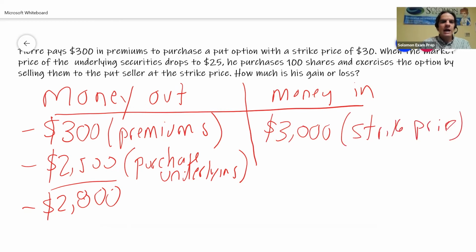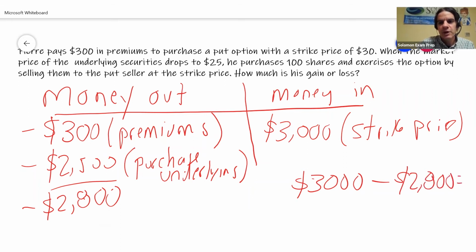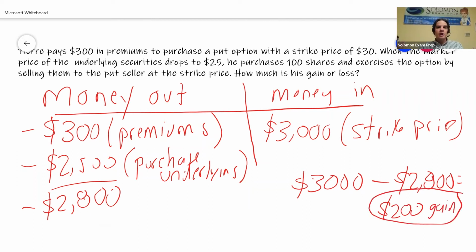All right. So now again, you've got your money in, $3,000, minus the $2,800 that he spends. We've got another positive result here. We've got a $200 gain as a result of his options transactions. So far, we've had two positive gains. It certainly doesn't always work that way, but we're making up the examples. We can try to be positive.